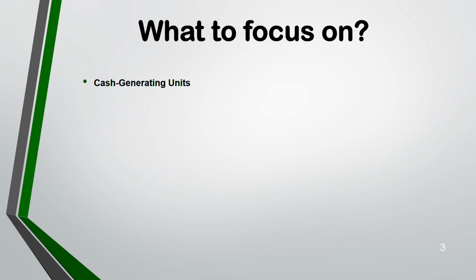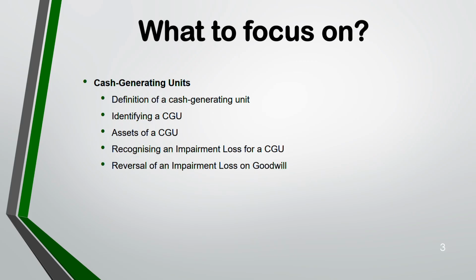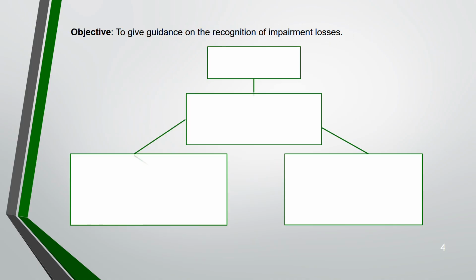Then in cash generating unit, we have to define what is cash generating unit, identifying a CGU, assets of CGU, recognizing an impairment loss for a CGU and reversal of an impairment loss on goodwill. Then we are going to conclude with the syllabus, summary and technical articles. So the main objective of this lecture is to guide you in recognizing impairment losses.